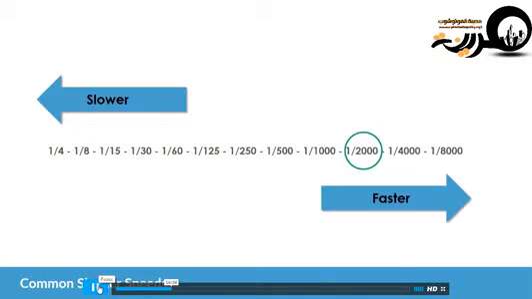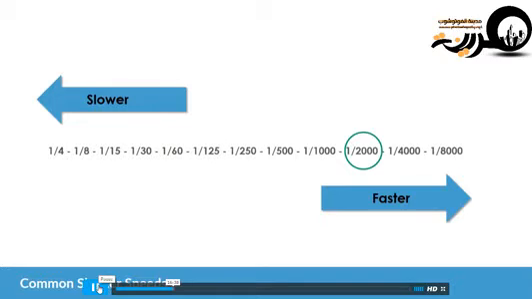If we have a look here, at 1/2000 of a second, this is a fraction of a second. Even though the number is larger than these slower numbers, this is far, far faster than, say, 1/8 of a second. If you think about it, 1/2000 of a second is incredibly fast. That's actually faster than we blink. So the higher the number, the faster the shutter opens and closes, and the less light that gets into the camera.